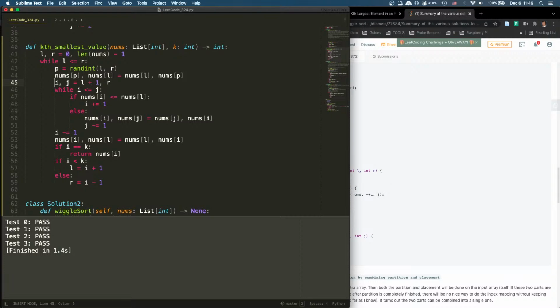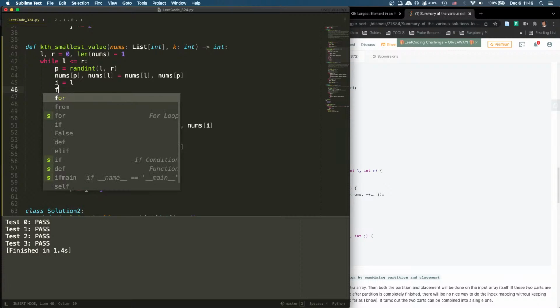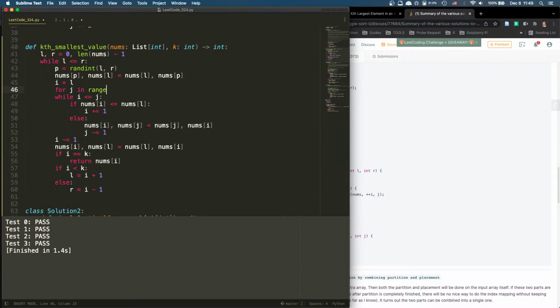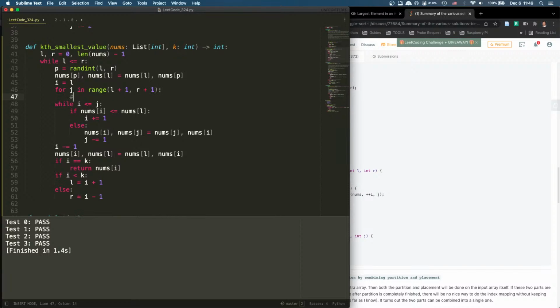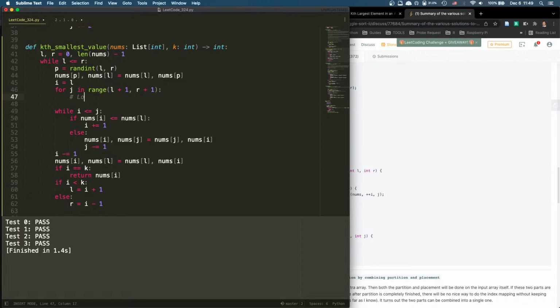I is equal to L, right, and I will say for J in range L plus 1 all the way to R, right? So I'm going to say the loop condition, right? The loop invariant is nums 0 to nums I minus 1, all smaller than nums L.